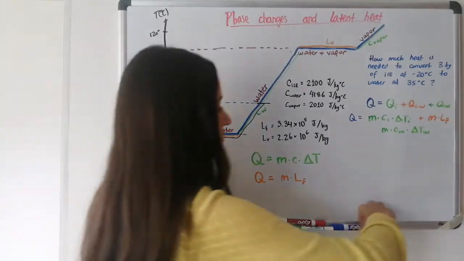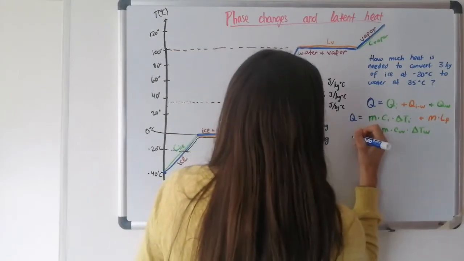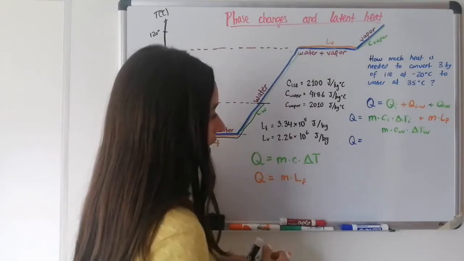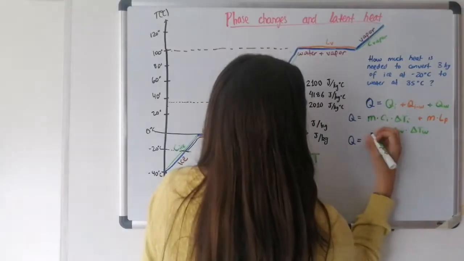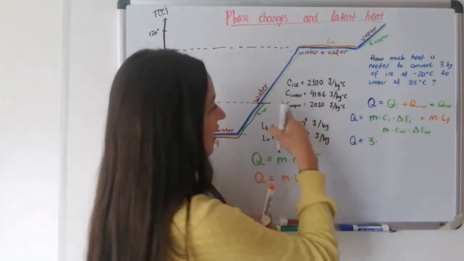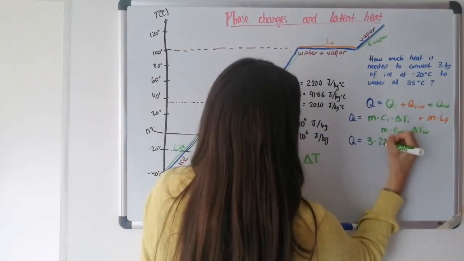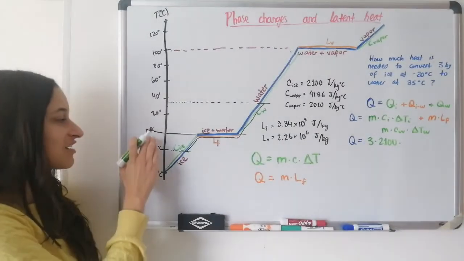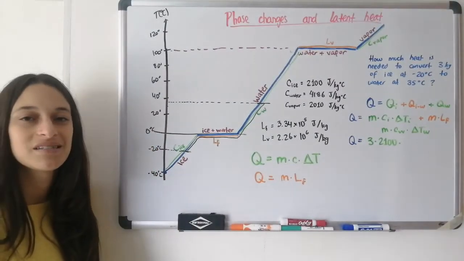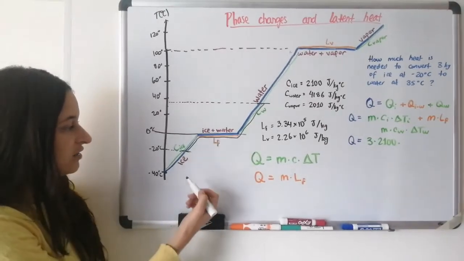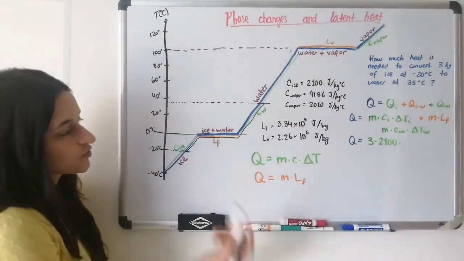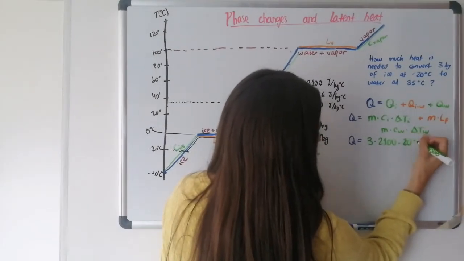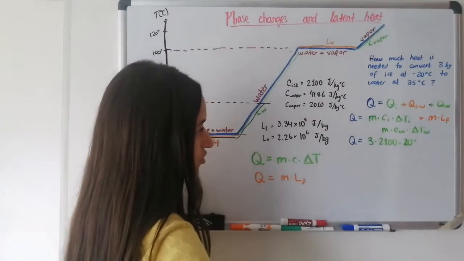So our total Q is going to be, let's see, we have m, which is 3 kilograms. We have c of ice, which is 2,100. And we have our delta T of ice. In ice, it went from -20 to 0. That's 0 minus -20, or we can just look at it like this and know that it increased 20 degrees. So we have 20 degrees here. Perfect, that's one of the terms.